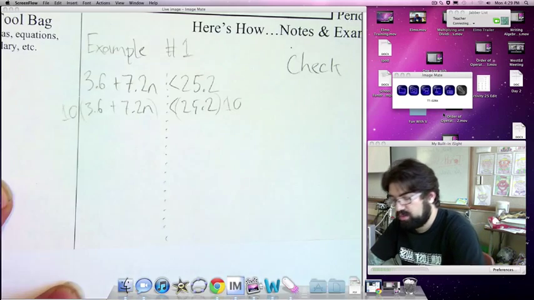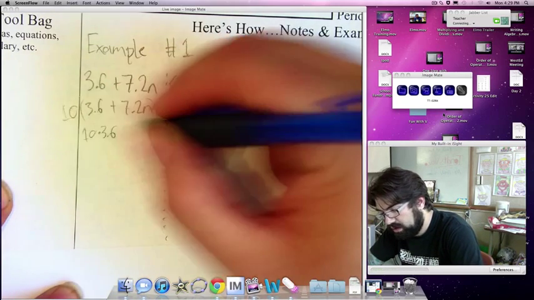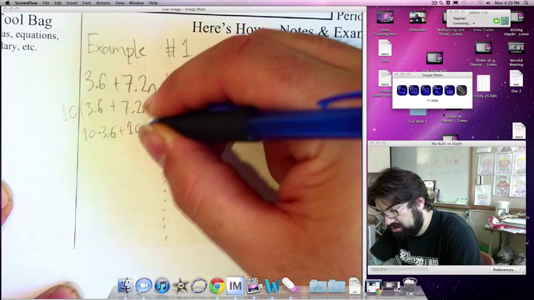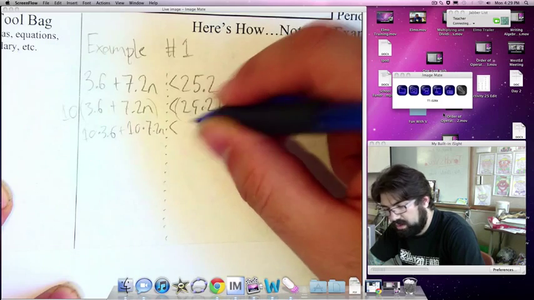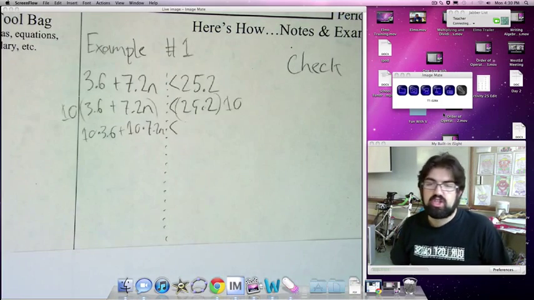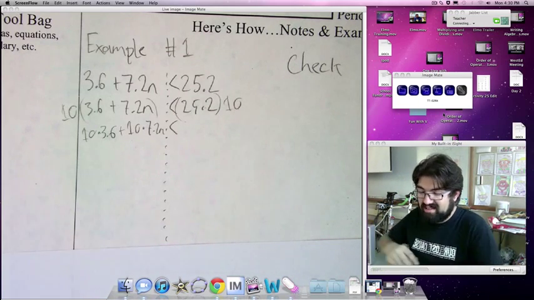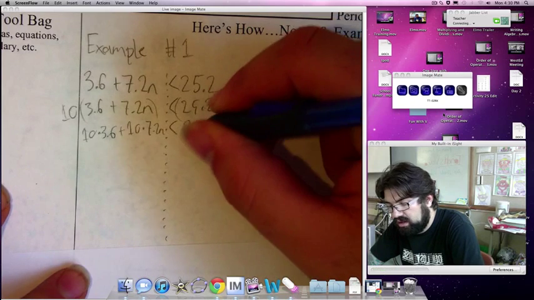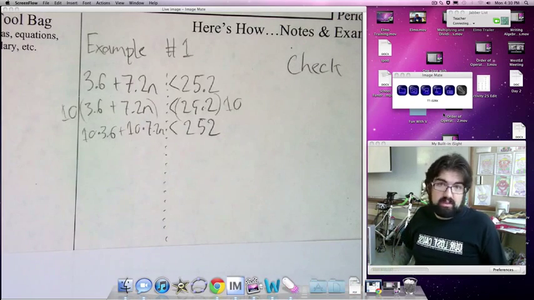well, what does that do? Now we have 10 times 3.6 plus 10 times 7.2n is less than, well, these are already next to each other, so we know what 10 does. 10 doesn't change the numbers per se, but it does move the decimal. So now I've got 252. This is exactly what's going to happen on the inside also.